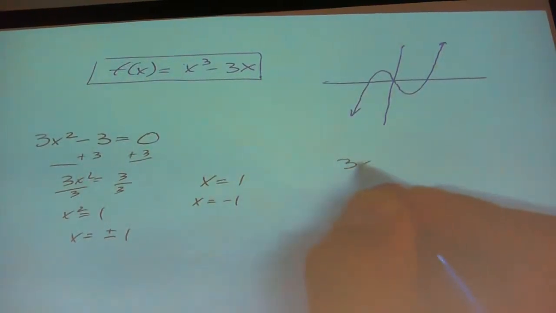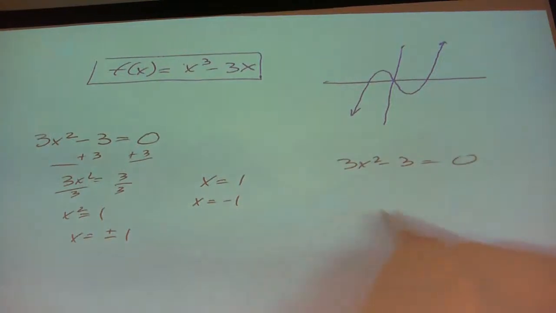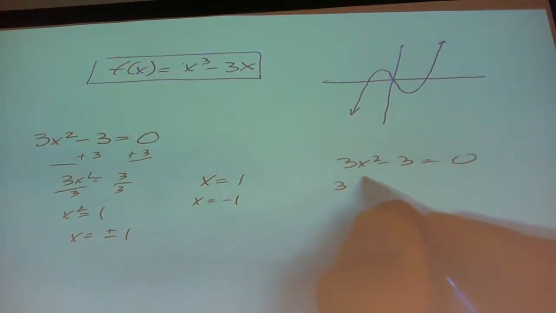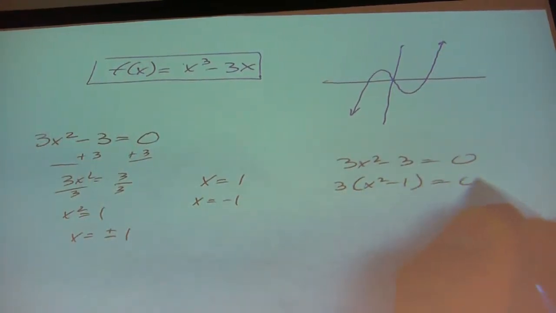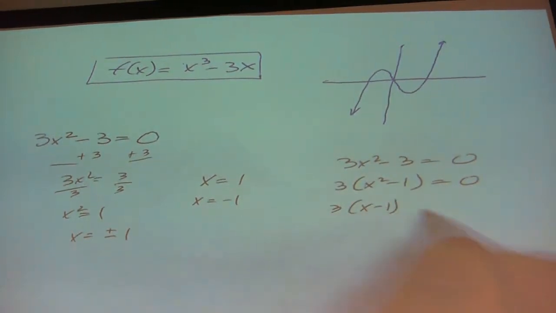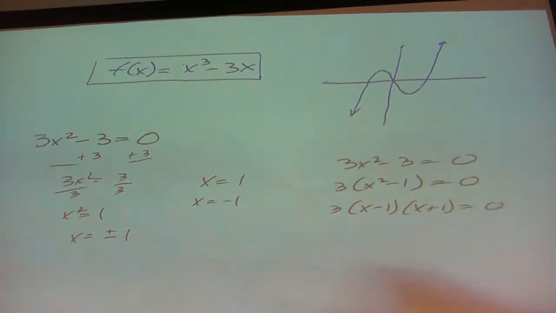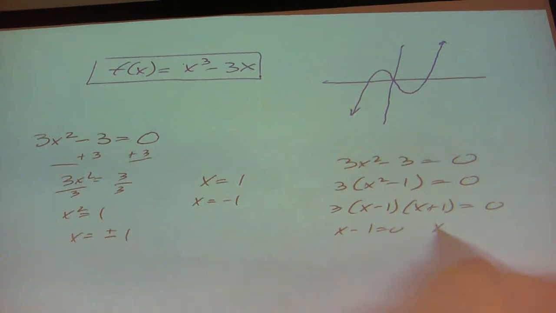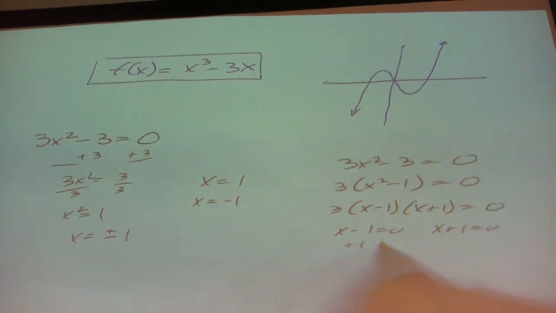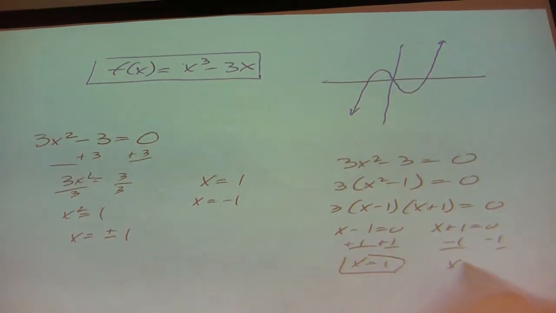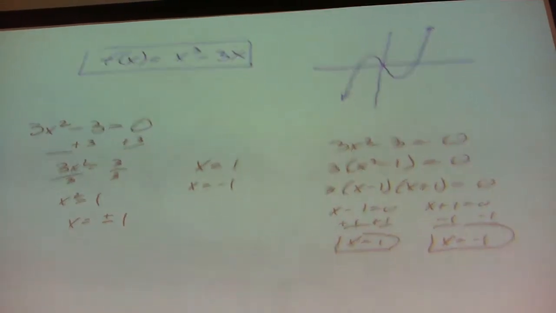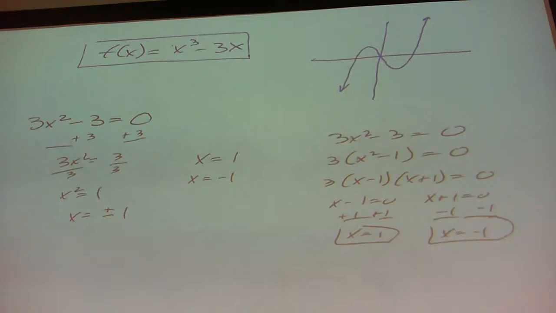Somebody else could have factored, so maybe some of you pulled out the 3, and then maybe factor this to x minus 1, x plus 1. You could have done the algebra this way. Both ways are great. Bottom line, you get the same answer both ways. Okay? So either way, we have 2 possible extrema, 2 possible maxes and mins. How did we do that?